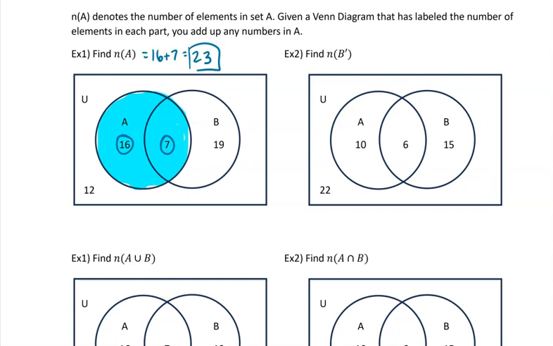And for all of these, it's going to be the same thing. We just want to shade wherever this is telling us to, and then add up any numbers that we shaded.